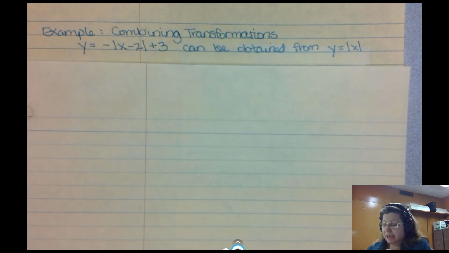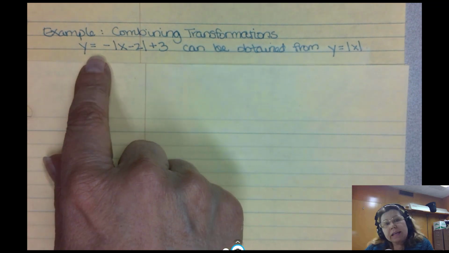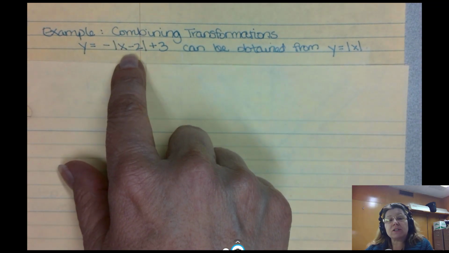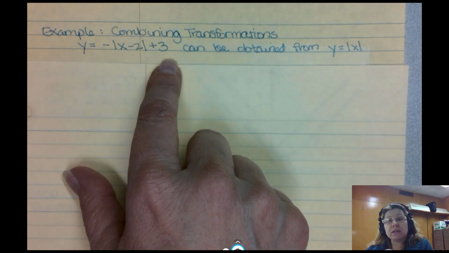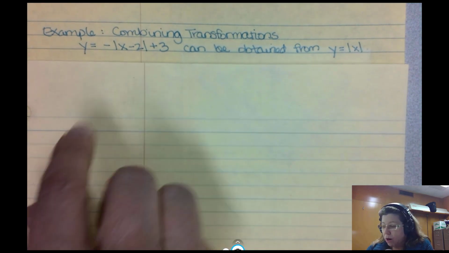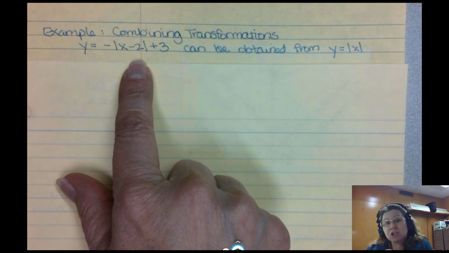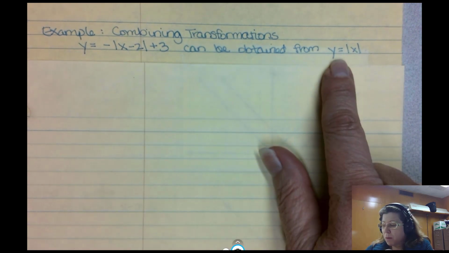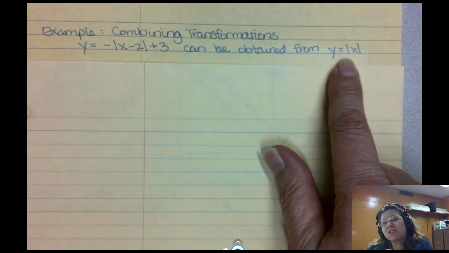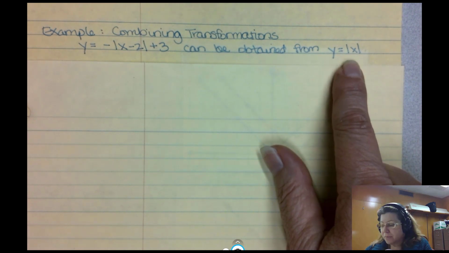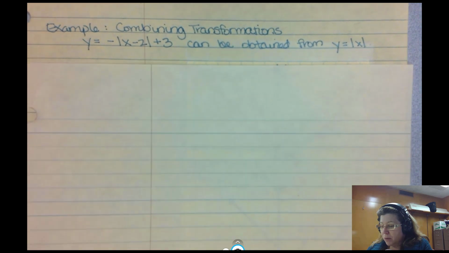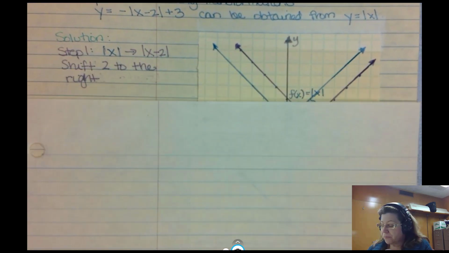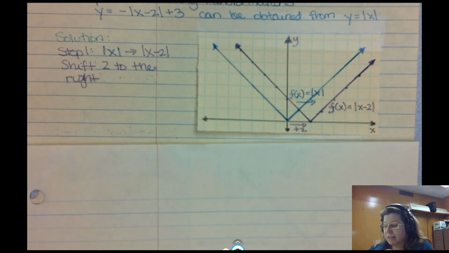Now we can combine these transformations. So let's take a look at an example. y equals negative absolute value of x minus 2, plus 3. Now when you look at the core of what this would be if it was just f of x, nothing fancy, nothing crazy, it would probably come from y equals the absolute value of x. Now I'm going to go ahead and reveal, here we go, step by step.